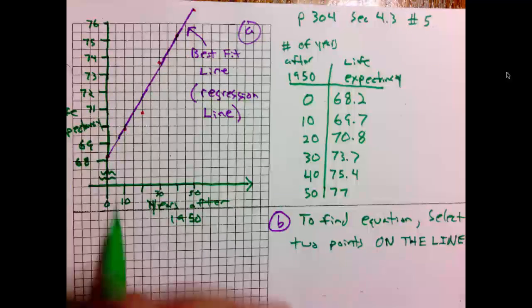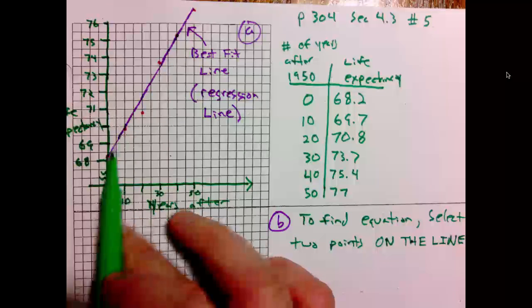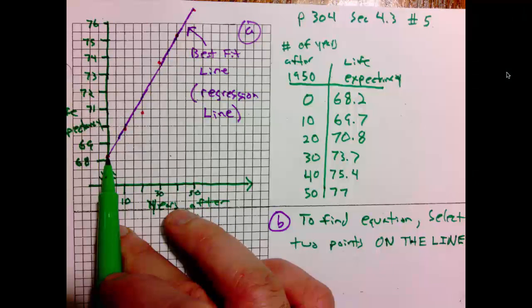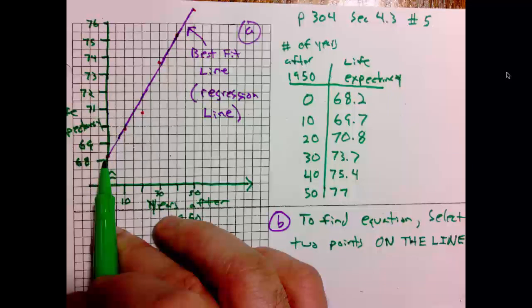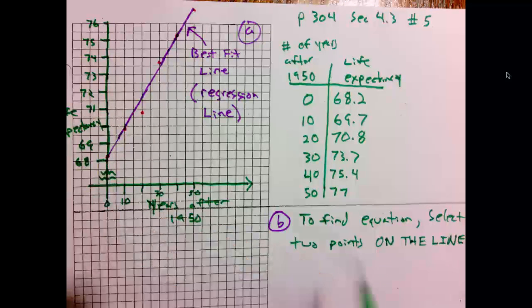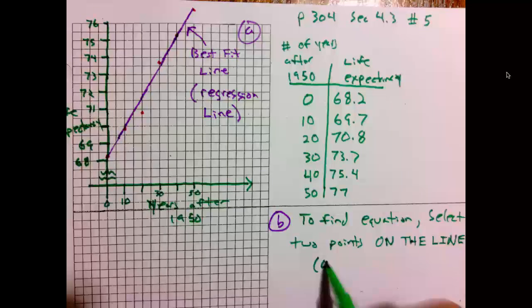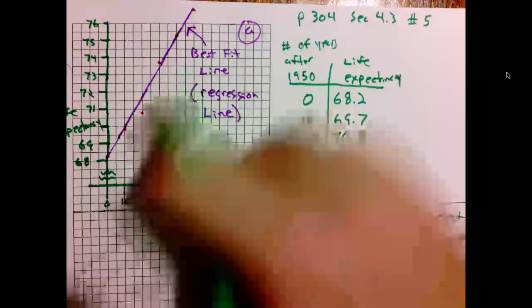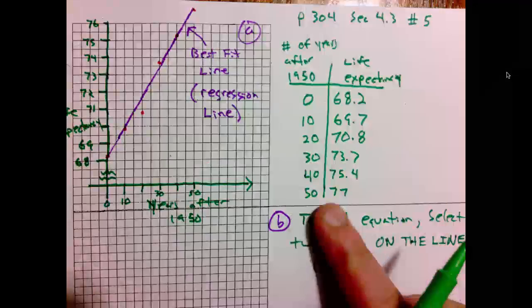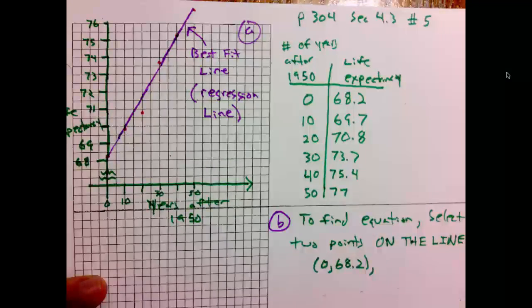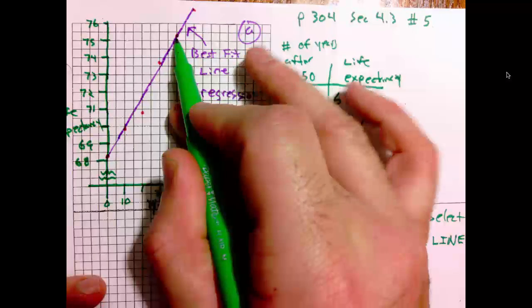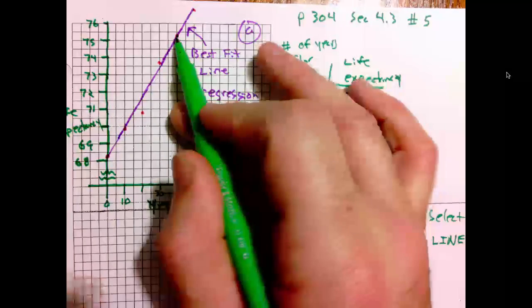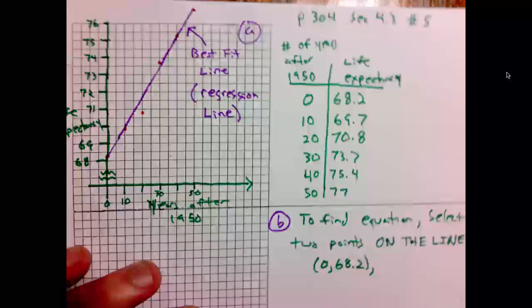Well, fortunately here we have a couple of points that are truly on the line and fit our data. So this very first point appears to be on our line, 0 pairs with 68.2. And so does our last point, 50 pairs with 77. Now this was just a coincidence. I'm going to choose this point here. It looks like it's a little bit more on my regression line. If your regression line is a little different than mine, no problem.